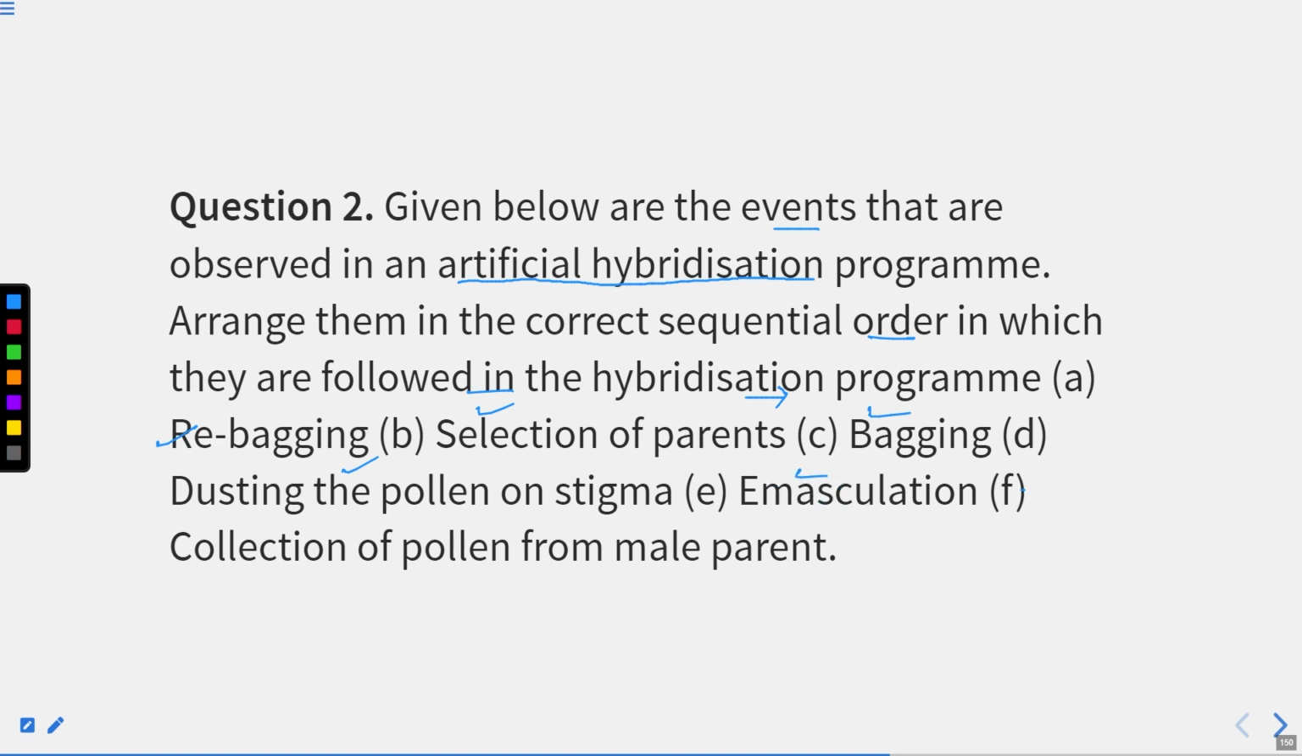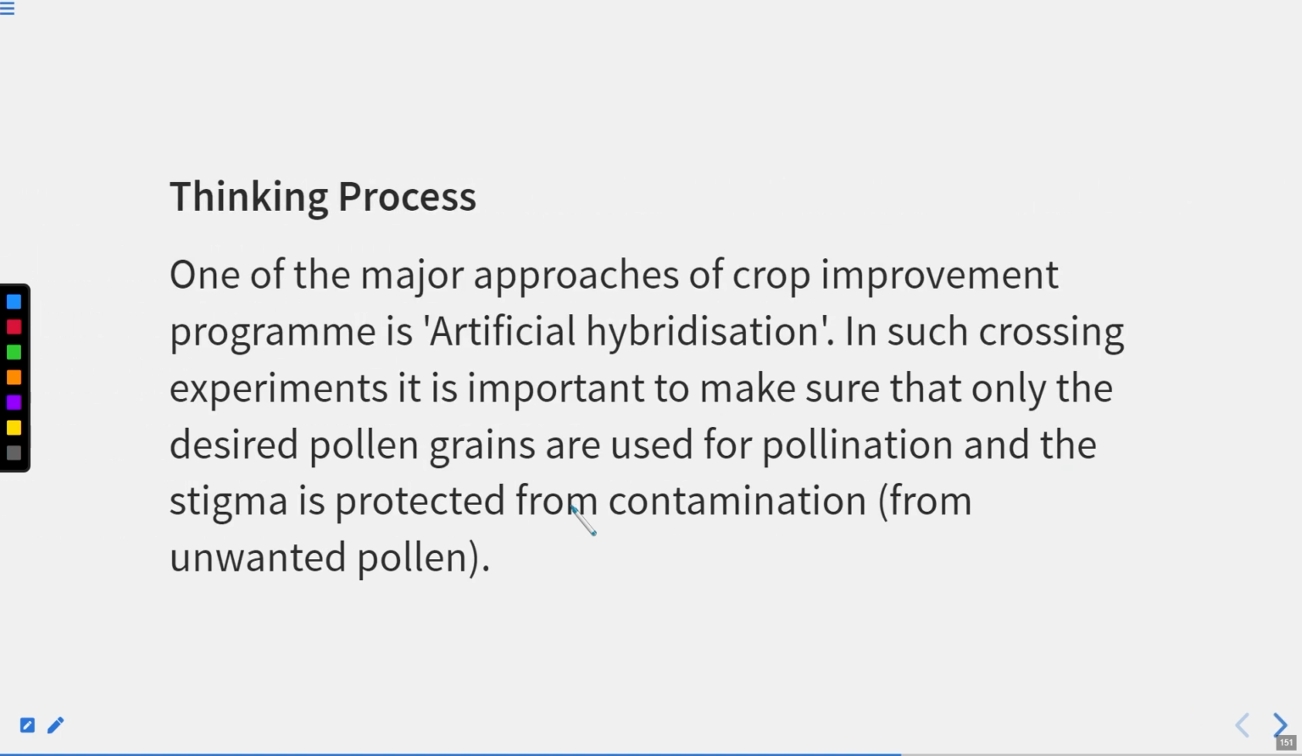What is emasculation? Emasculation is removal of the stamens. Removal of stamens is known as emasculation. And the last one is collection of pollen from the male plant. Okay, now let's talk about this before seeing the answer. So one of the major approaches of crop improvement programs is artificial hybridization. Means it is done by man.